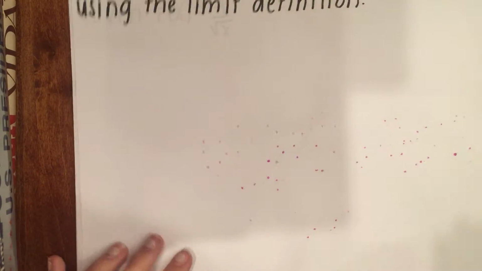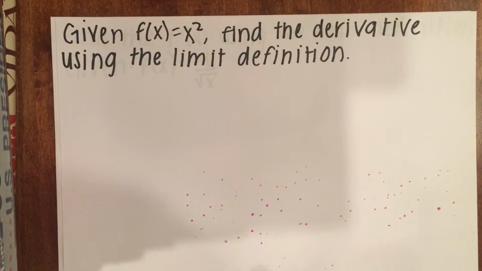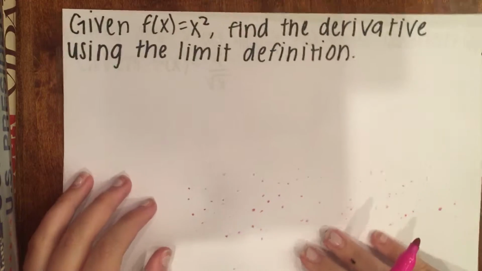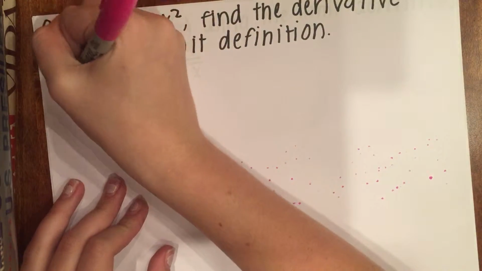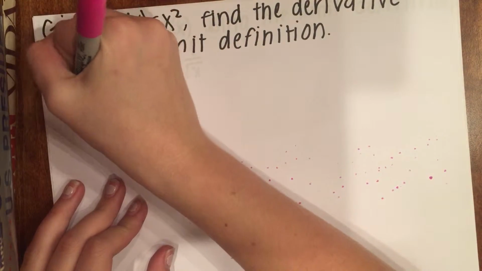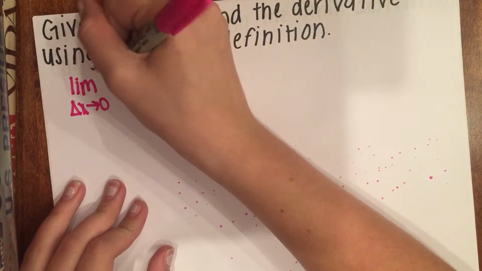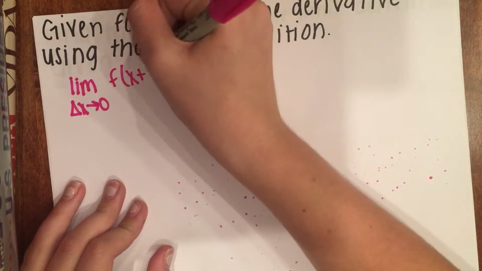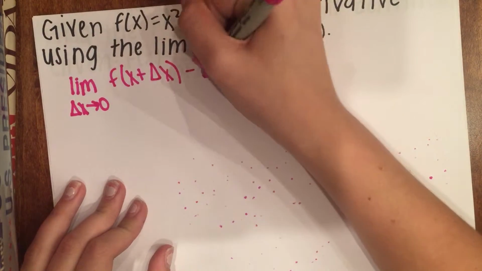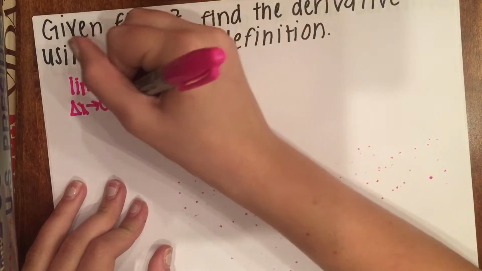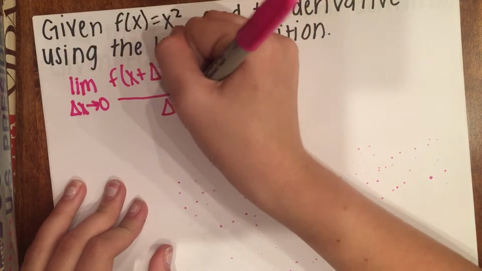A way to put this in perspective is by actually doing a problem. Given f of x equals x squared, find the derivative using the limit definition. First things first, I'm going to write out just that the limit as delta x approaches 0 of f of x plus delta x minus f of x all over delta x, just to keep me on track.